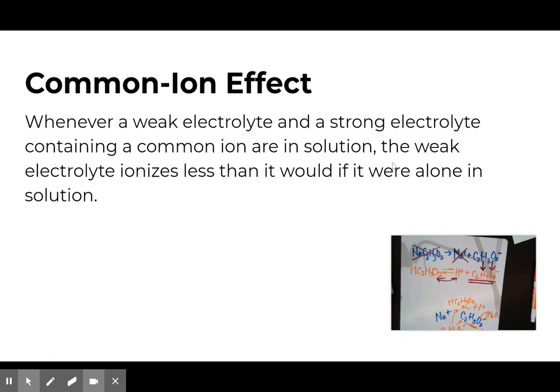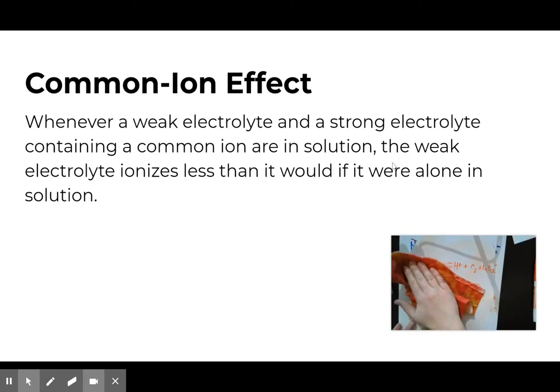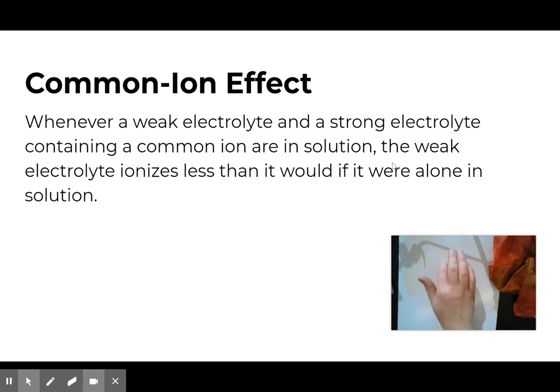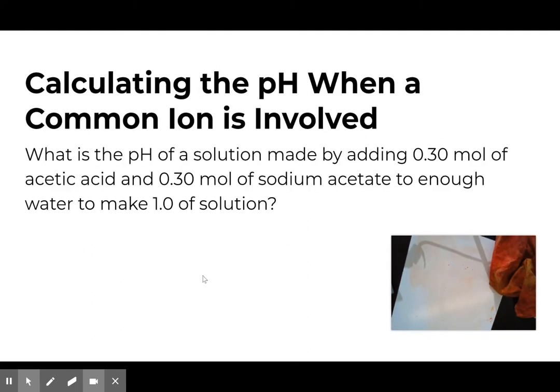Whenever you have a weak electrolyte and a strong electrolyte, meaning that they fully dissolve, either a salt or an acid, and you put those together and they have a common ion, that weak thing in equilibrium will ionize less. I hope that's making sense. So let's do some pH calculations when a common ion is involved.